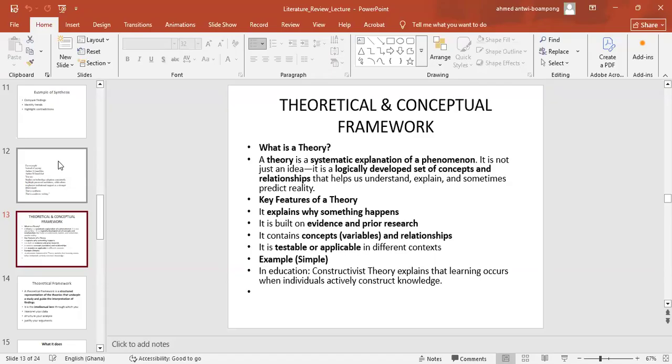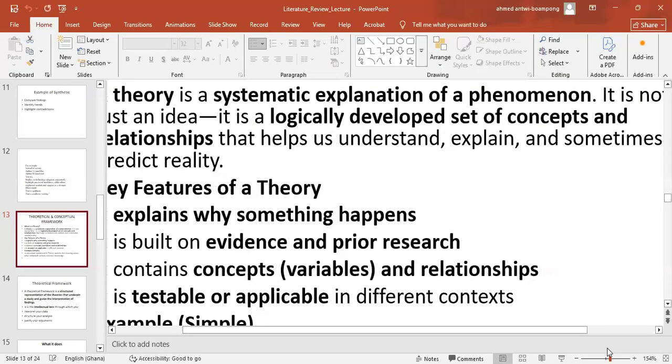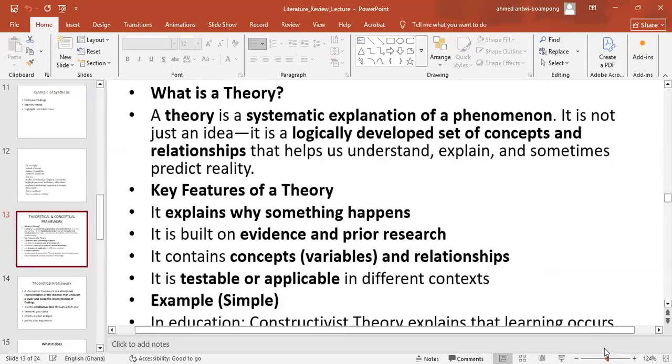Sir, please, can you make it a little visible? A little bit visible. Yeah. Let me increase the font size. Is that okay, or is it too big? Yeah, it's okay.